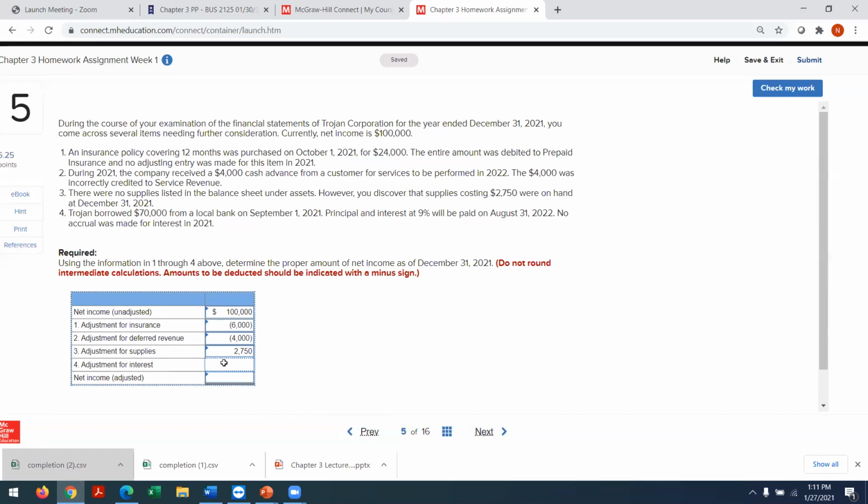Trojan borrowed $70,000 from a local bank on September 1st. Principal and interest at 9% will be paid August 31st, but no accrual was made for interest in 2021. What are we going to do here? Don't we need to figure out how much interest we need to accrue? Yes, you need to add 2,100. 2,100 we would subtract, right? Because they borrowed from a local bank.